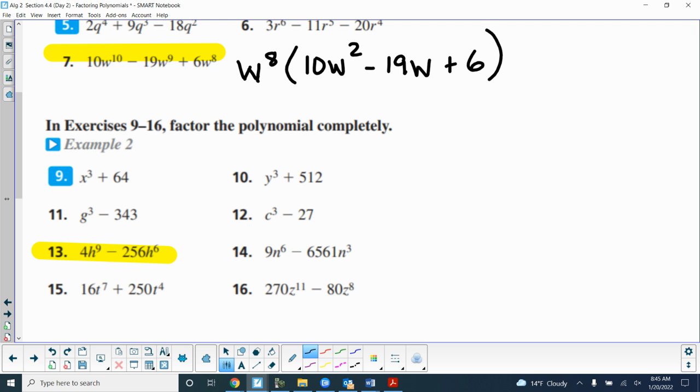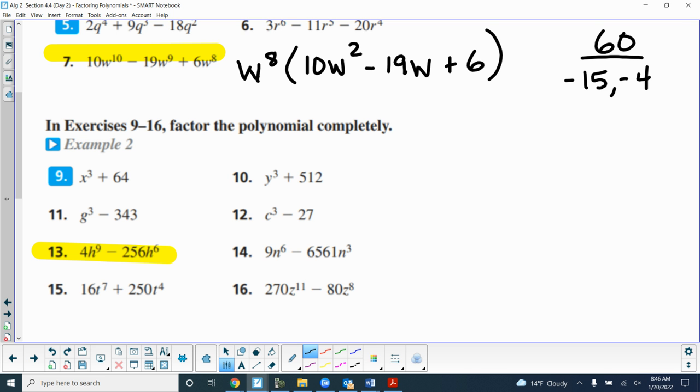All right, so there is one of those where we have a trinomial and a isn't 1, so it's a little tougher. We take the a and the c value and multiply them. What's 10 times 6? 60. Are there factors of 60 that add up to negative 19? Yeah, 15 and 4, right? Negative 15 times negative 4 is positive 60. But when I add negative 15 and negative 4, I get negative 19, right?